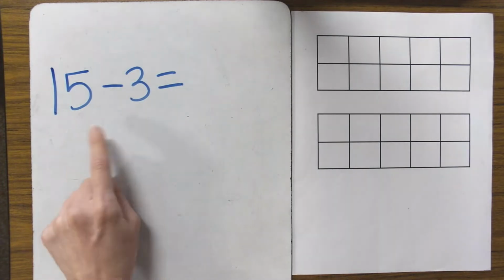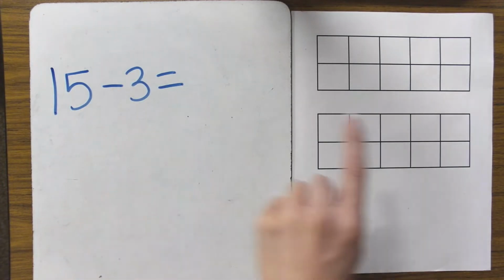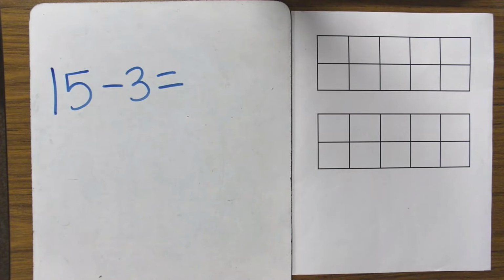Hey kiddos, let's go over some of those subtraction strategies using our tools and manipulatives. Let's start with a subtraction problem without regrouping. We're going to do 15 minus 3. We're going to show it with our 10 frames using our counter dots.